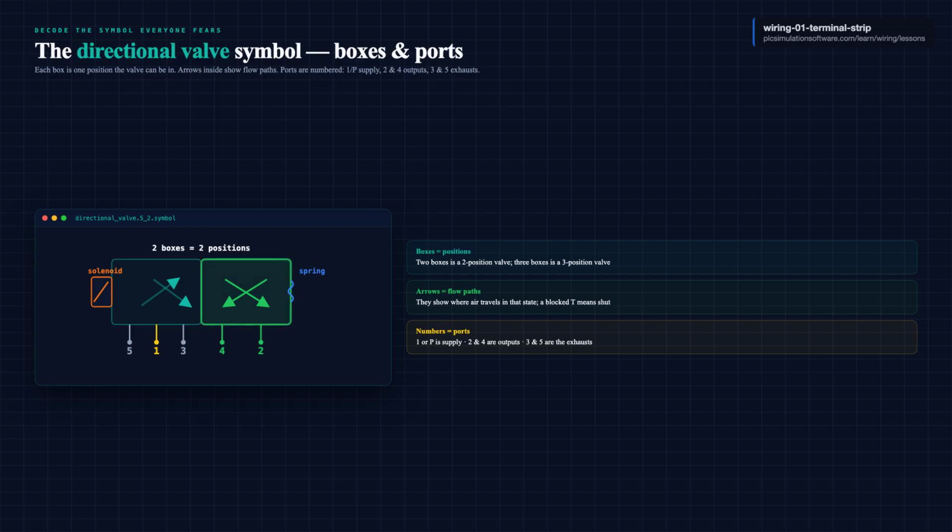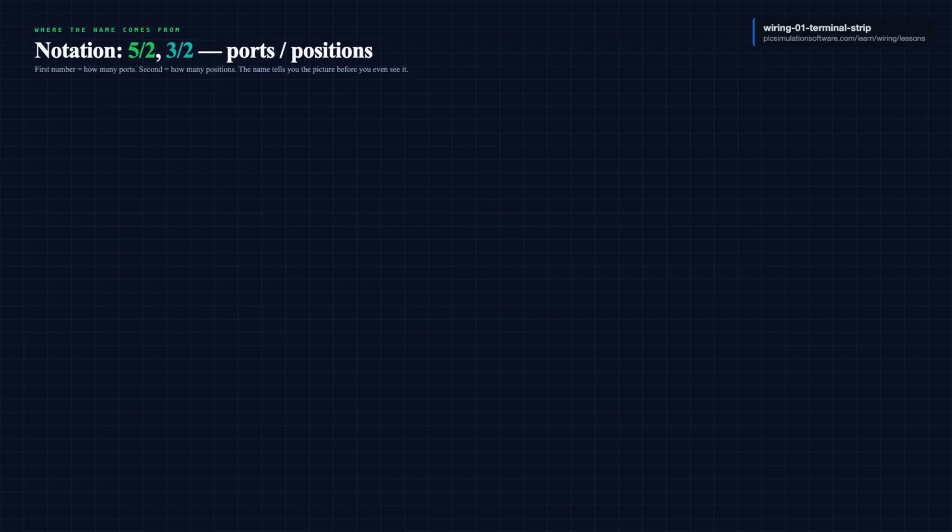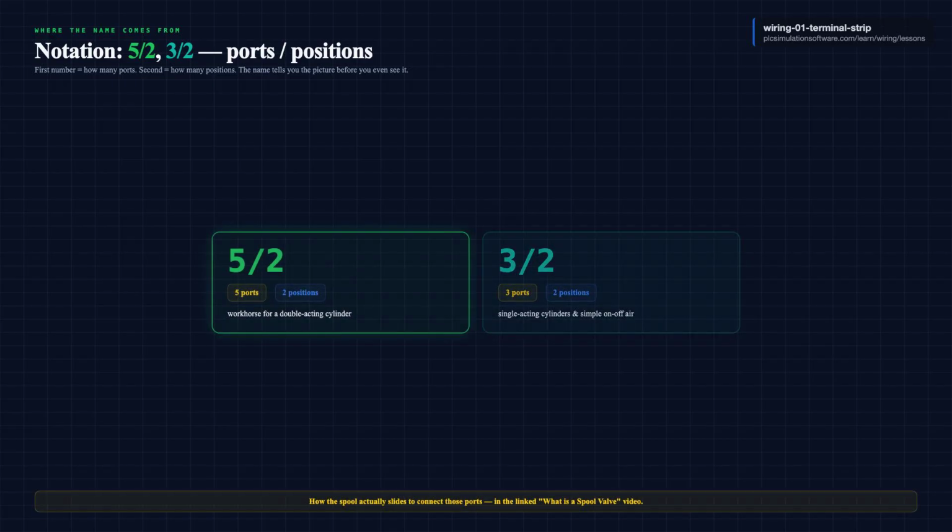That port and box count is also where the notation comes from. You will hear valves called 5-2 or 3-2. The first number is how many ports. The second is how many positions. So a 5-2 valve has 5 ports and 2 positions, the workhorse for driving a double-acting cylinder. A 3-2 has 3 ports and 2 positions, common for single-acting cylinders and for simple on-off air. Read the slash as ports over positions, and the name tells you the picture before you even see it. The valve mechanism itself, how the spool slides to connect those ports, is in my separate spool valve video, link below. Now the ends of the valve box.